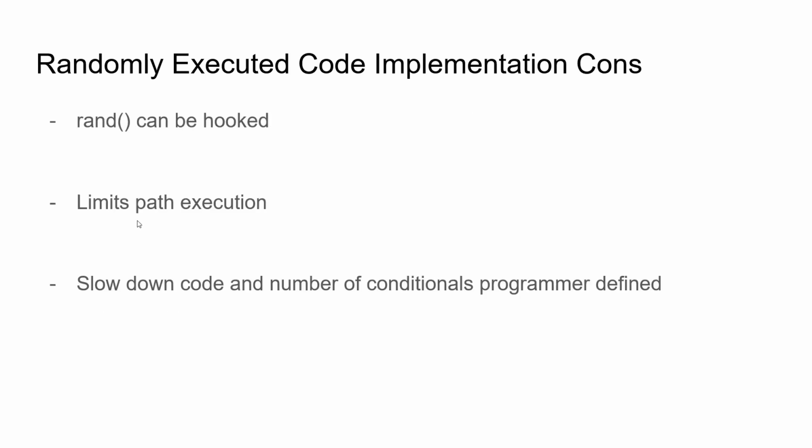Some implementation cons are, like the randomized jump method, Rand can be hooked to always produce the same number or to produce a set of numbers. It limits path execution. It's not looping anywhere. And slowdown code and number of conditionals is program defined. This was also listed as a pro, but it's a con here because there's not inherent slowdown code. The programmer has to make sure the slowdown code they are using is viable.